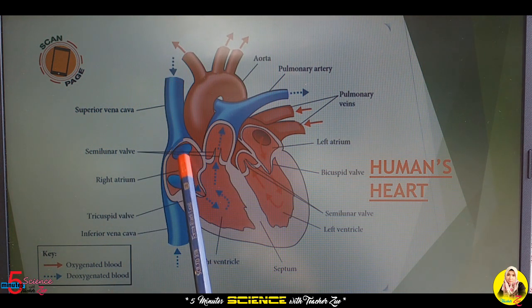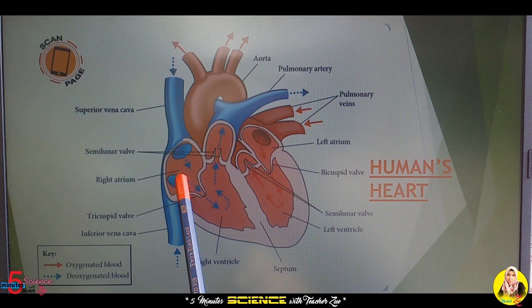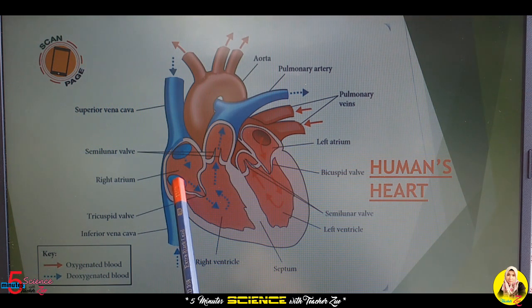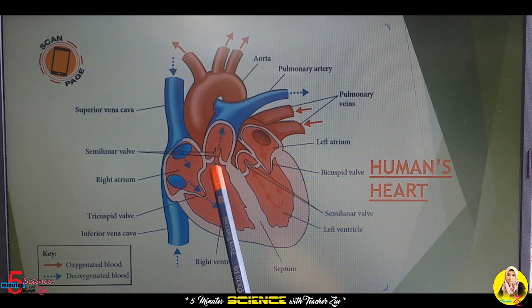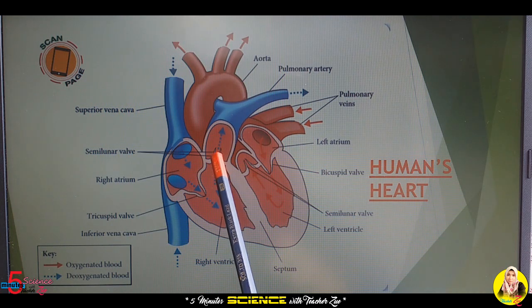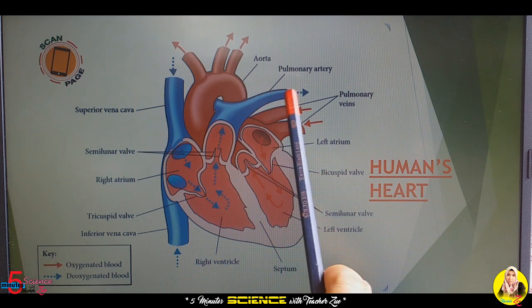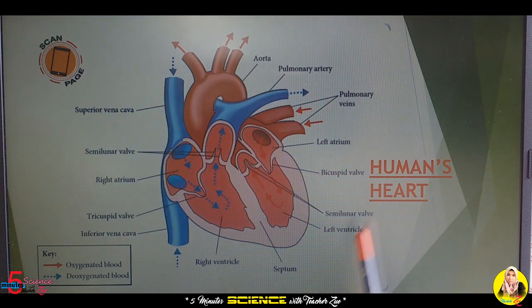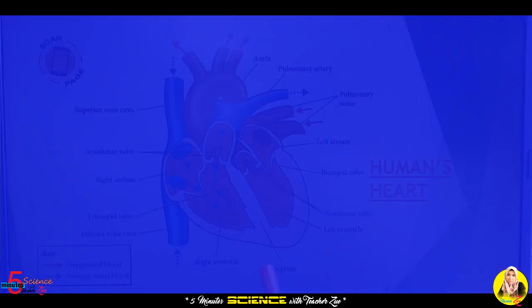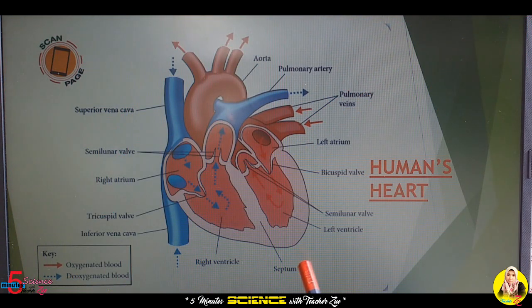Then this will flow into the right atrium. After that, it will pump into the right ventricle through the tricuspid valve. Then the right ventricle will pump out the blood through the semilunar valve, through the pulmonary artery, and back to the lungs. Okay, so I hope you understand the diagram and the process.